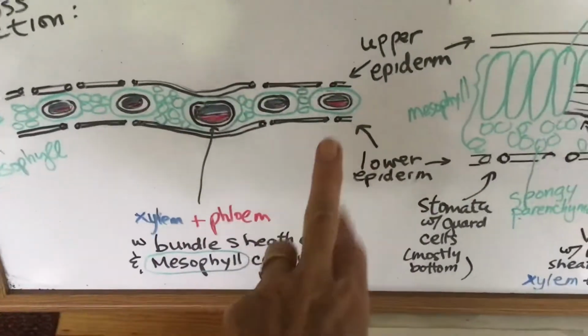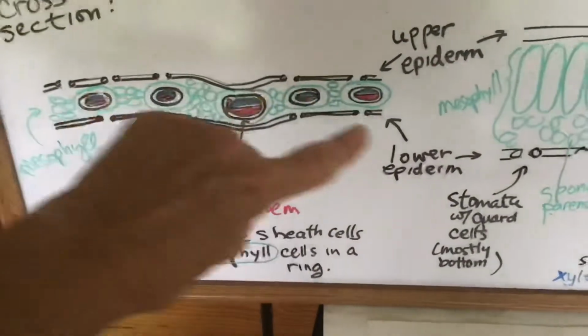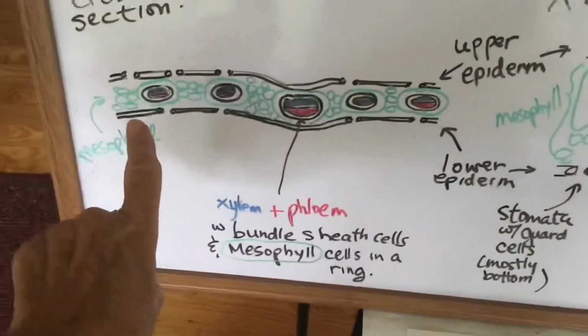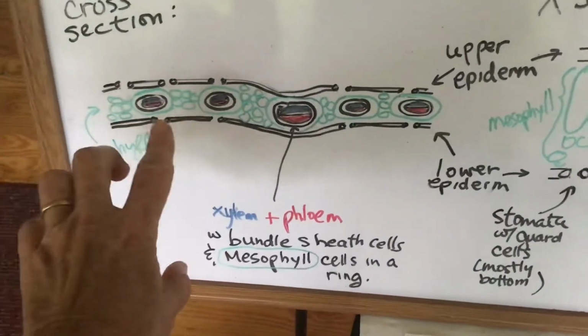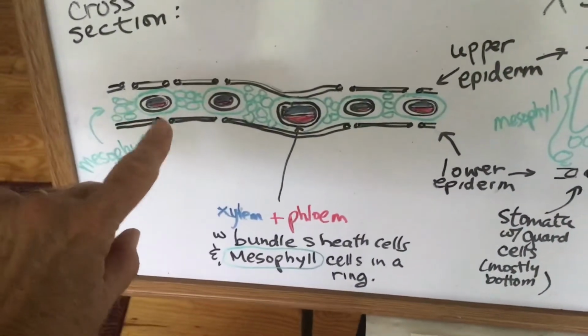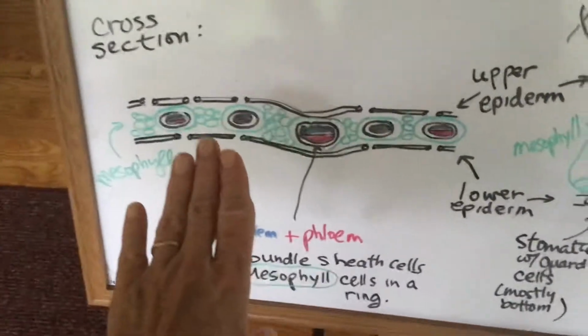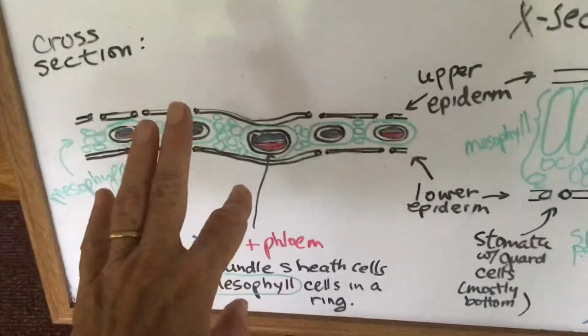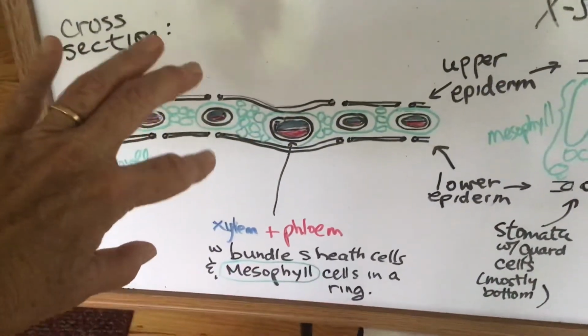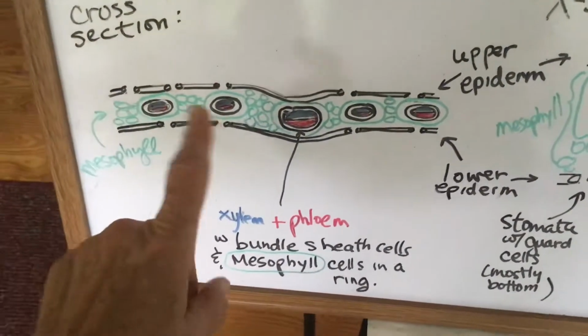Let's see what else about this. The upper epiderm and lower epiderm, of course, these are epiderm cells. I just drew it as a line. Same thing here. There are cells in there. I just didn't want to make the diagram look too confusing. And of course, in the monocot, the stomata are usually on both surfaces, with the guard cells guarding the stomata.